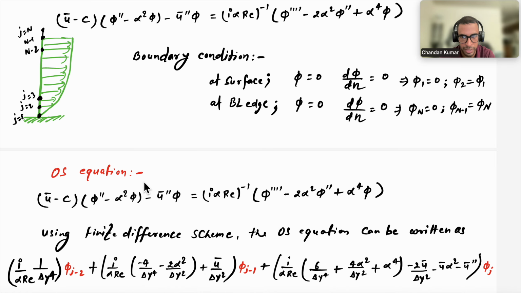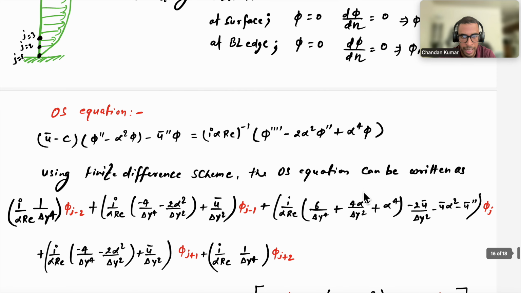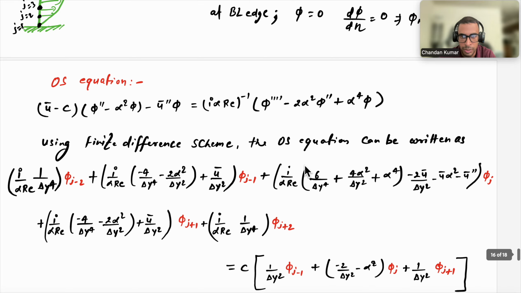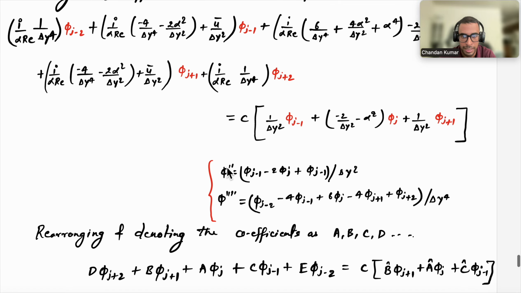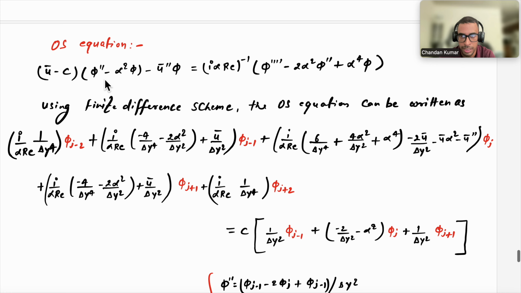For solving this Orr-Sommerfeld, which is the OS equation, written over here, we will use the finite difference scheme, and it can be further discretized wherever we have a derivative, like phi double prime, which is the second order derivative, phi 4 prime is the fourth order derivative, something like that. So we can apply the second order finite difference for phi double prime. For the fourth order derivative, we can apply another finite difference scheme, and then we can write the Orr-Sommerfeld equation after applying the finite difference in this form.